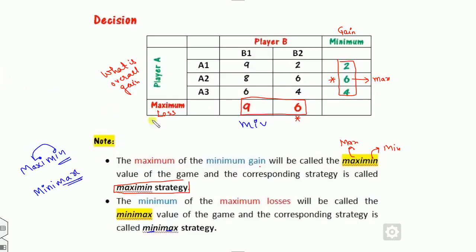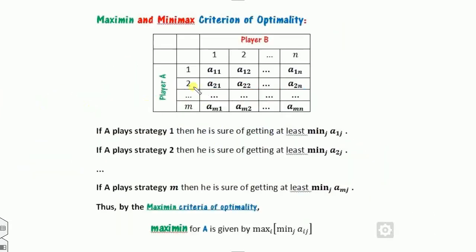So we can generalize this to M strategies of player A and N strategies of player B. Look at that: there are M strategies opted by player A, and N strategies opted by player B. So a11 is the gain obtained by player A when he opted strategy 1 and player B opted strategy 1 also. If player A opted strategy 2 and player B opted strategy N, then A will gain a2n rupees.